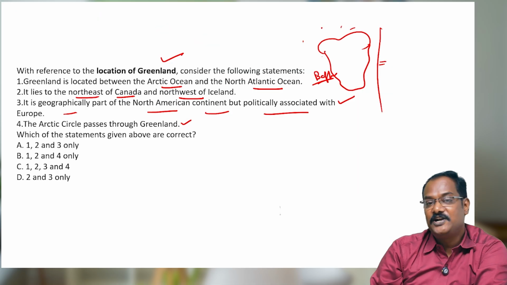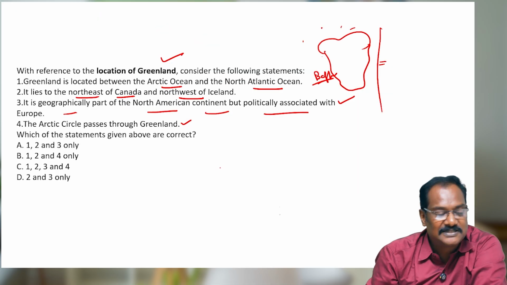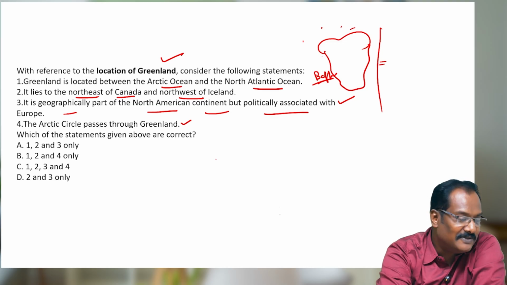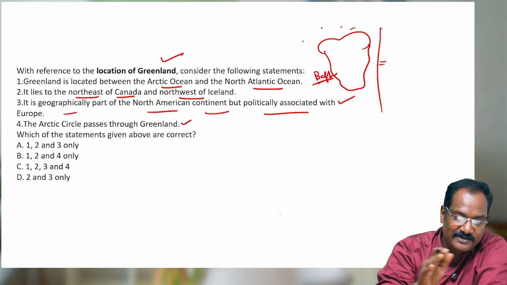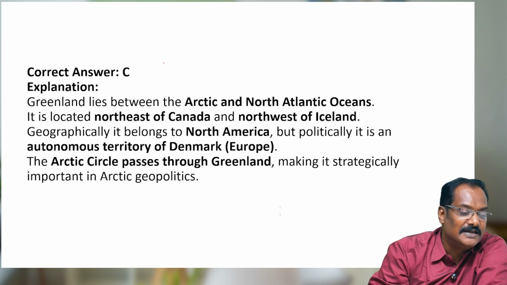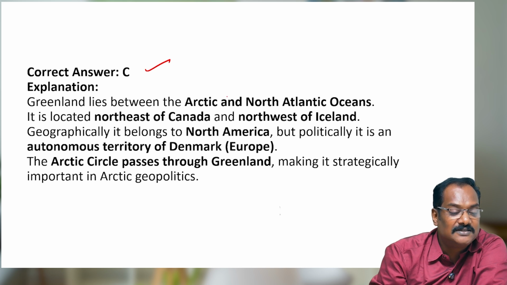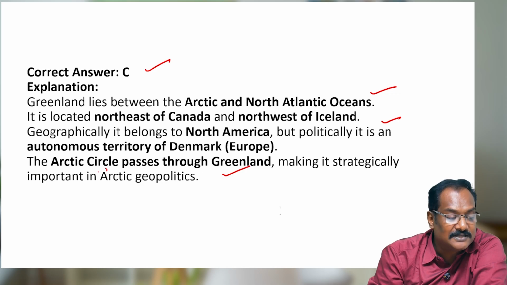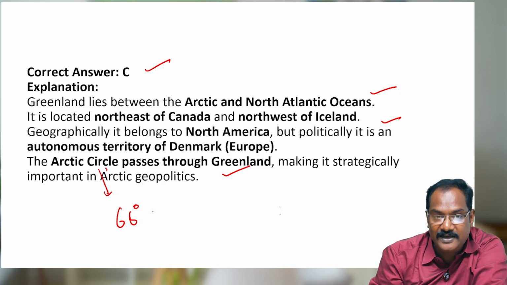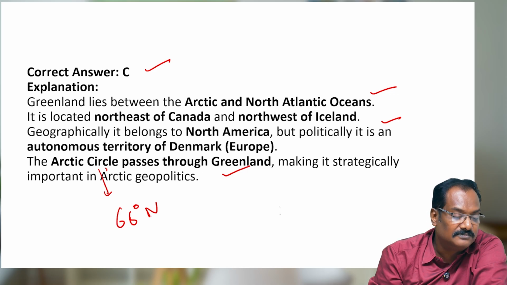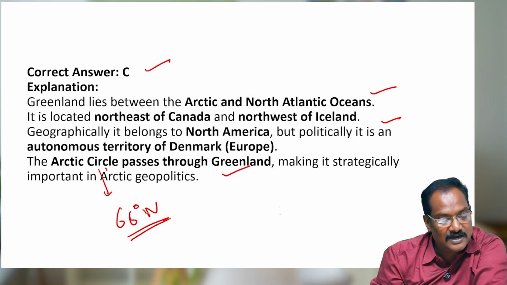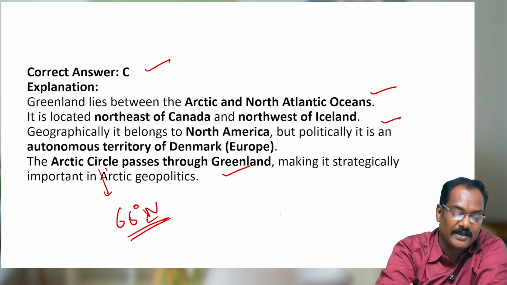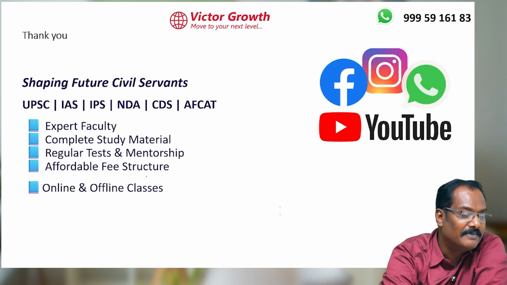So try to answer this question. Put your answers in the comments, and then I can give the answers. Now you can pause this and give the answer. Then look at the question. The answer is: Greenland lies between the Arctic Ocean and the North Atlantic. This is correct, and this is also correct. And the Arctic Circle passes through it. The Arctic Circle means what? 66.5 degrees north. That is also passing through it. One more question, look at this.